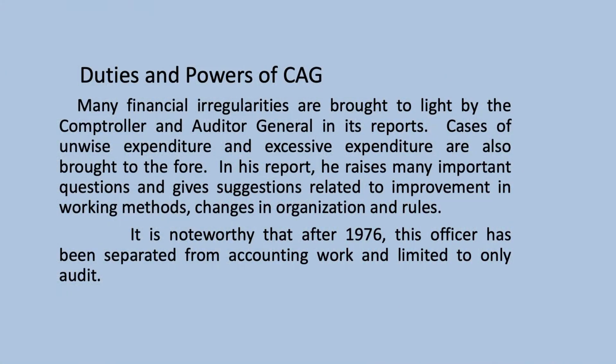Many financial irregularities are brought to light by the Comptroller and Auditor General in its reports. Cases of unwise expenditure and excessive expenditure are also brought to the fore. In his report, he raises many important questions and gives suggestions related to improvement in working methods, changes in organization and rules. It is noteworthy that after 1976, this officer has been separated from accounting work and limited to only audit.